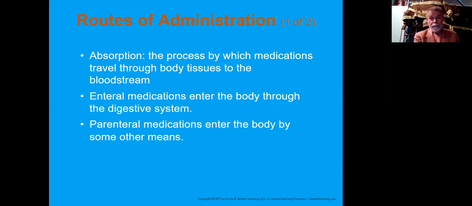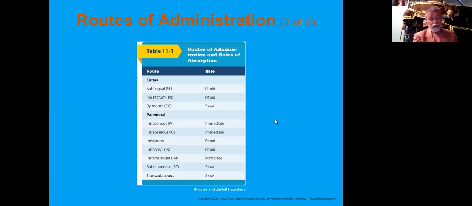The routes of administration, absorption, again, how that medication is going to get into someone's body and eventually their bloodstream. The enteral medications versus the parenteral medications, how are they going to enter? When you look at the enteral medications, these are the ones that have to go through the digestive system. The parenteral medications, some other means. This could be an IV, it could be an IM, but again, it's a different way that medication is going to enter the body. So when we put all these together, let's figure out, why are these so fast and why are these so slow?